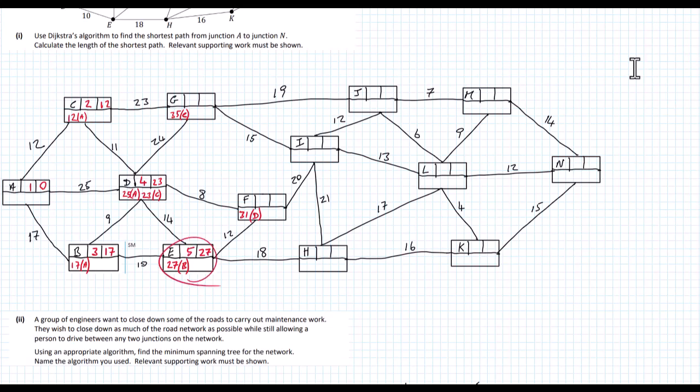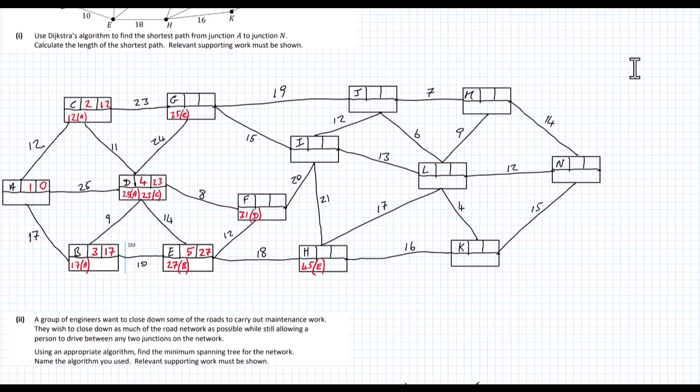Okay, so let's go from E then. If we go up along this direction here, we got 27 plus 12. That's 39, but we already have a working value of 31, so we're not going to put in the 39. If we go out this direction, we've got 27 plus 18. It's 45, so I'm going to put 45 out here. So 45 is going to go here, and that comes from E.